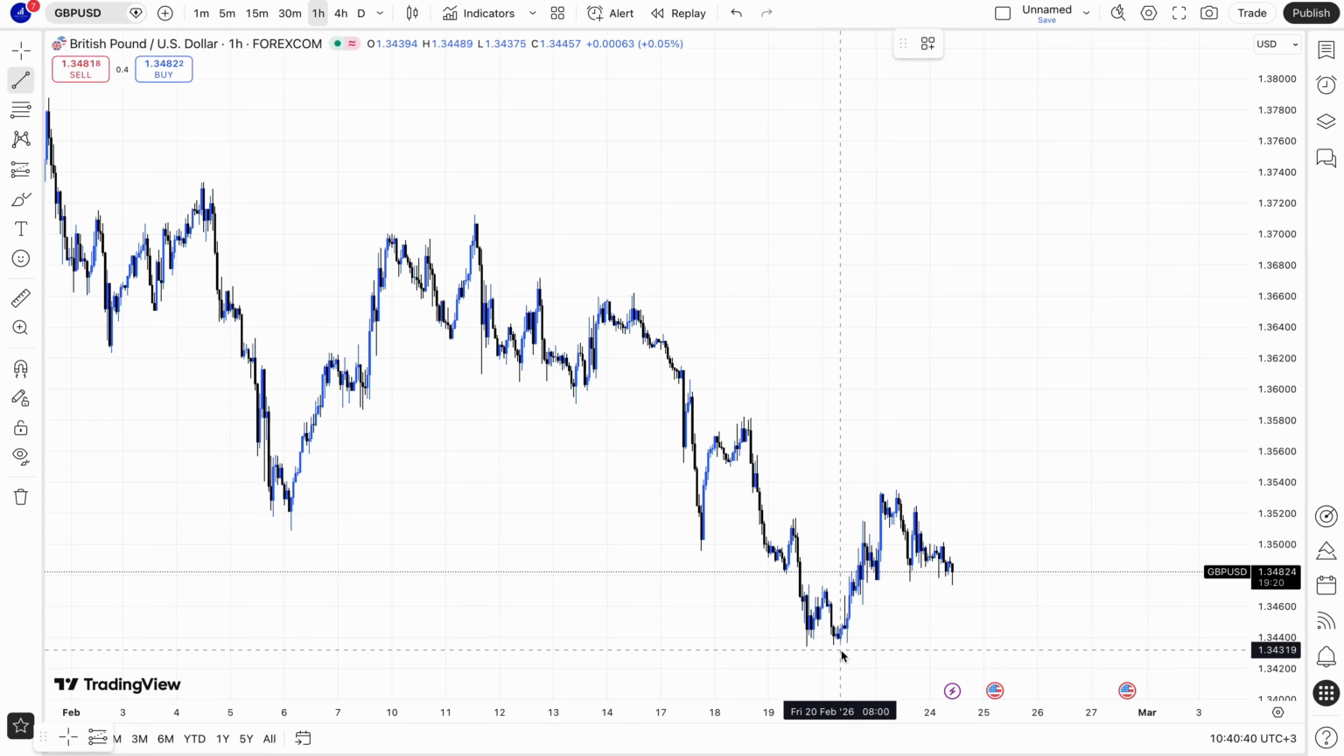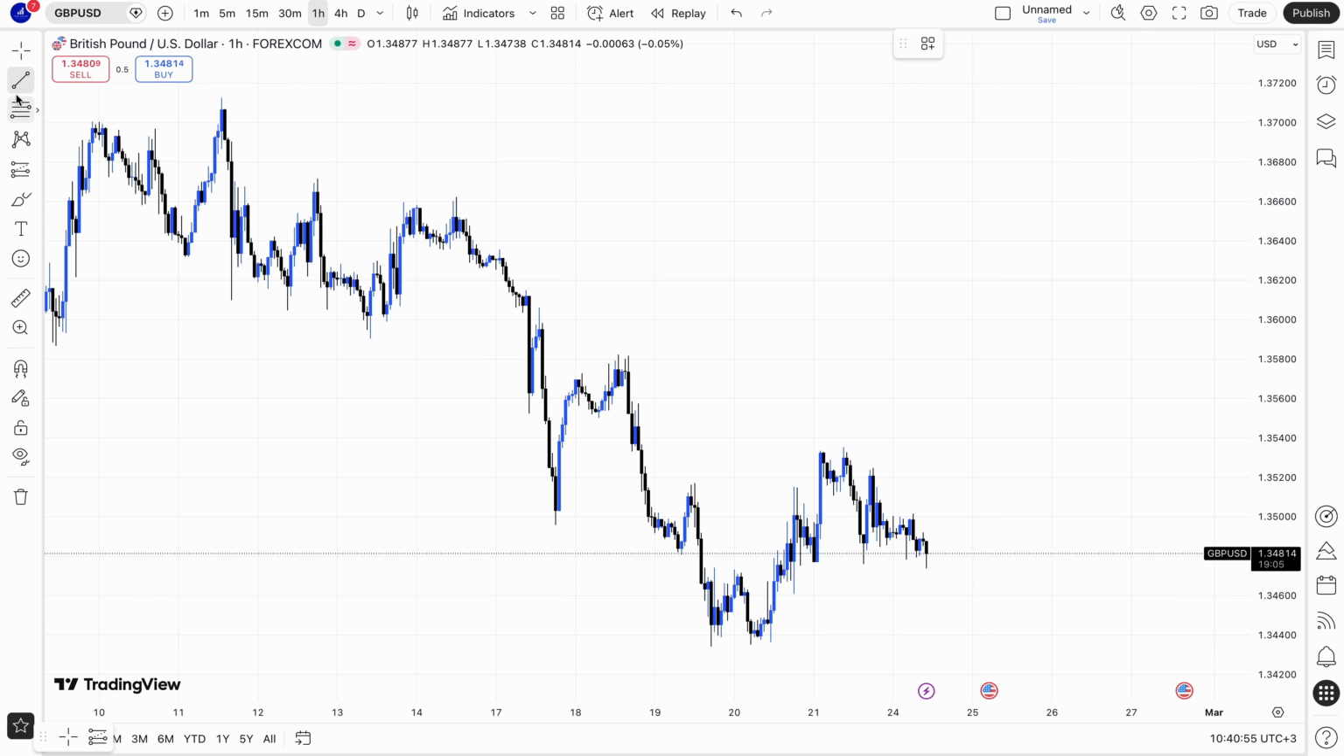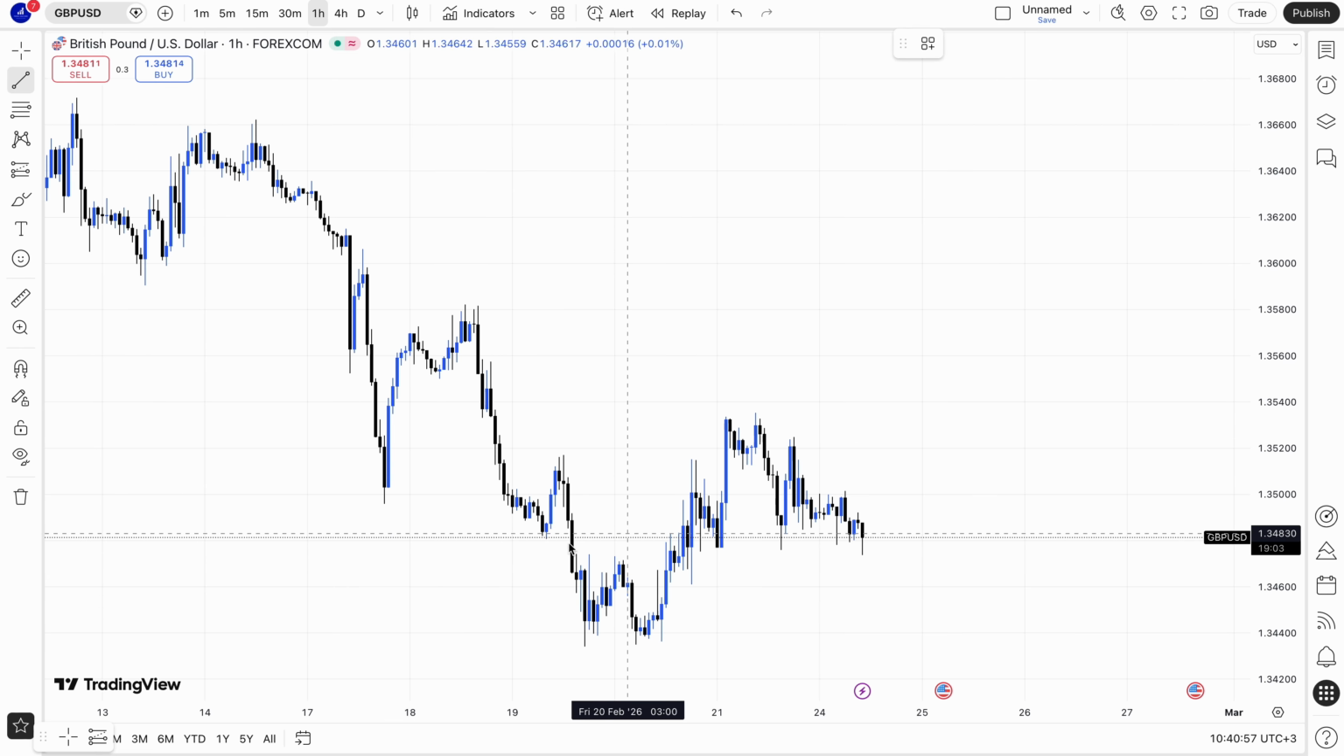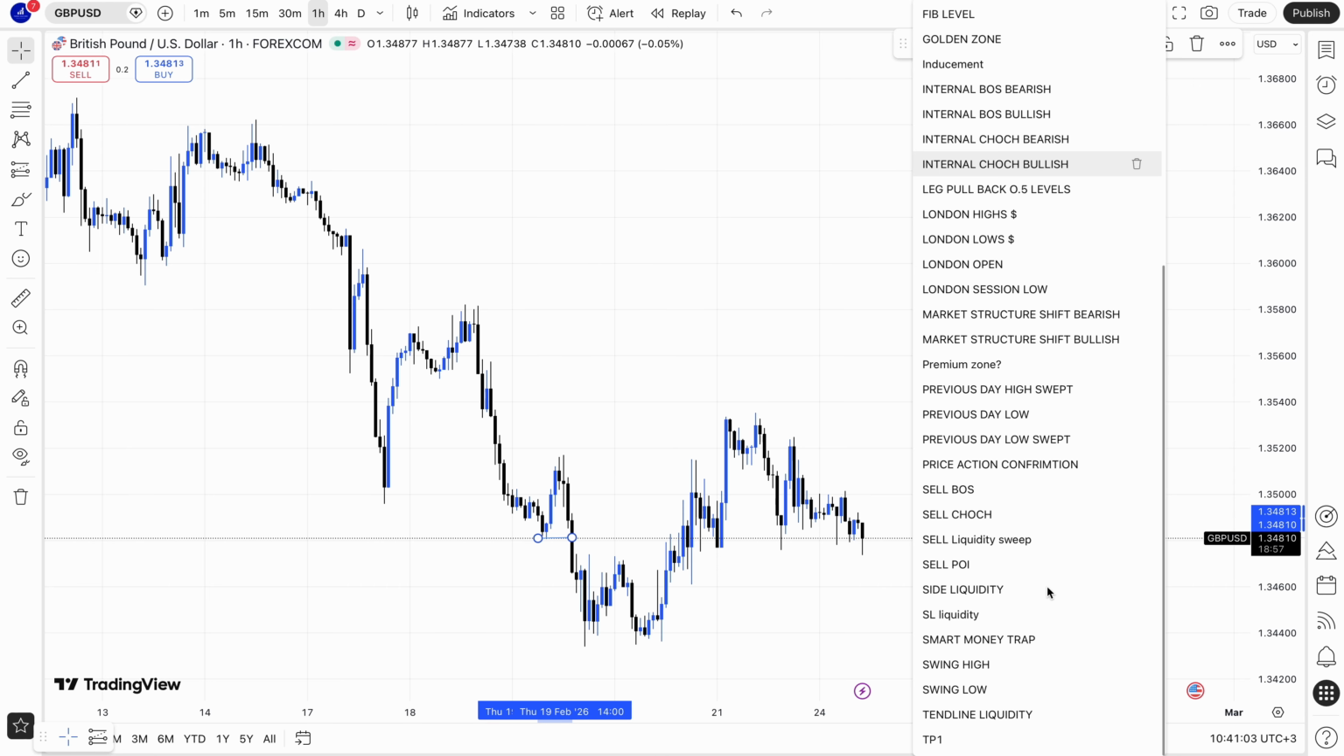Hello guys, we're back again with our setup and plan for day trading and intraday trading. First thing first is market structure, the direction of the market. You can see our last breakout structure to the downside.